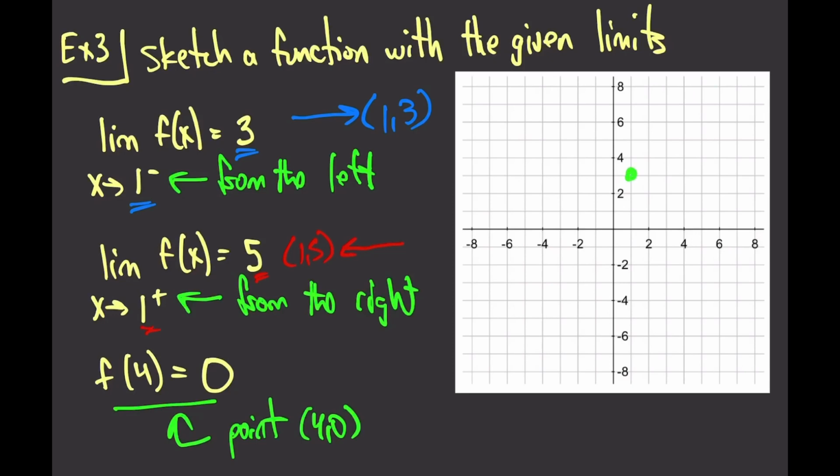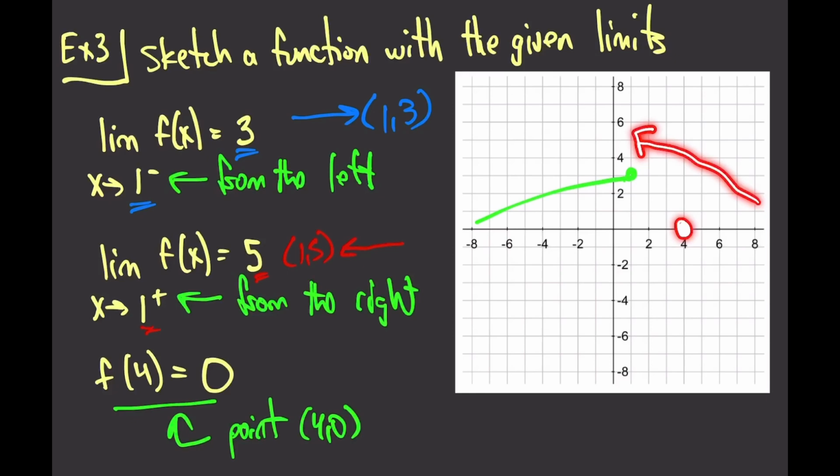And again, this could be anything. It could be upside down absolute value. You could make it a quadratic. You could make it a linear. It doesn't matter. You just have to come from the left and point to that coordinate 1, 3. So now the next one's a little bit more challenging. Okay, from the right, I have to point to 1, 5. But I also have to contain the point 4, 0.